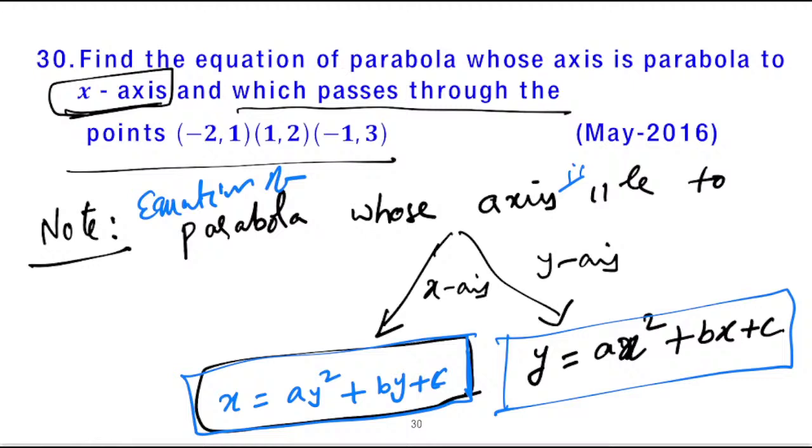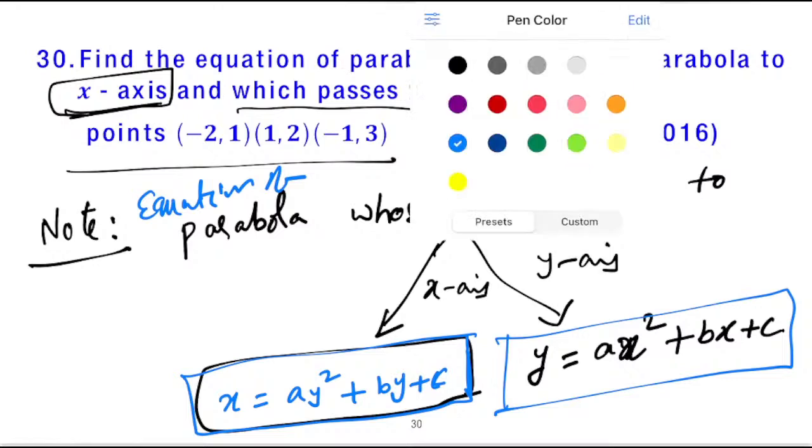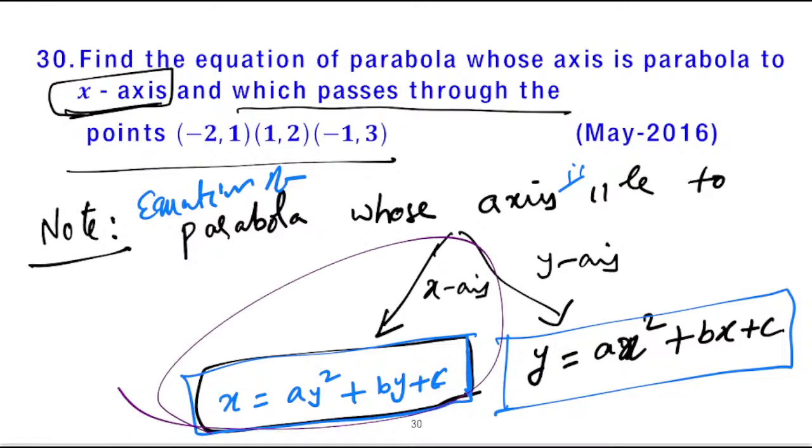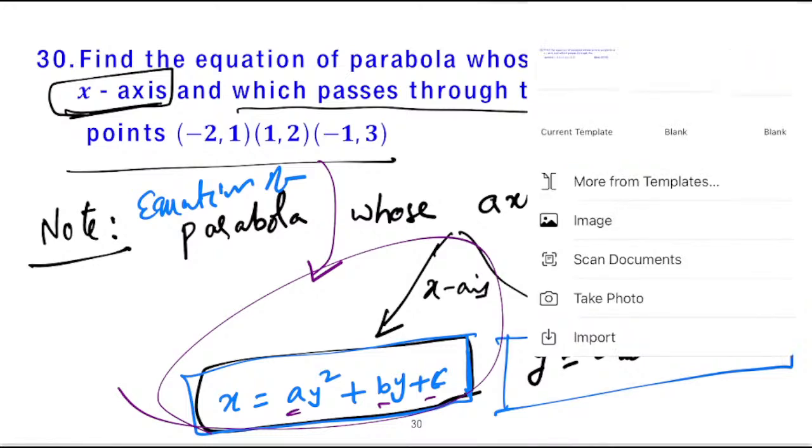Now look at our question, it is parallel to x axis. Which one do you have to consider now? So you have to go with this one, right my dear? So if that is the thing, you have to find a, b, c by putting these values. Can you do it?